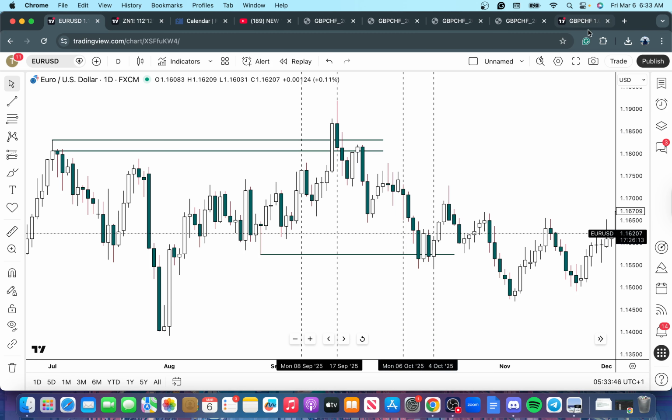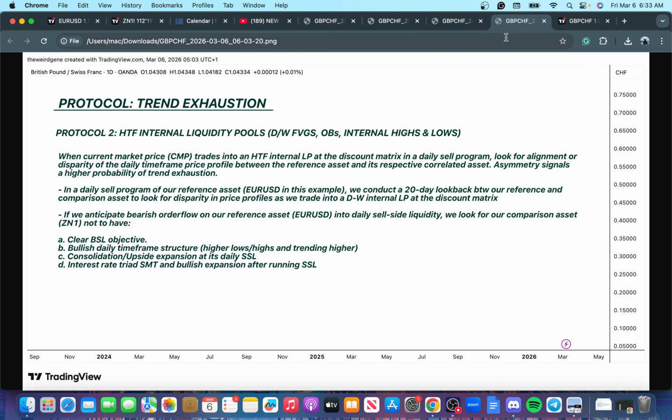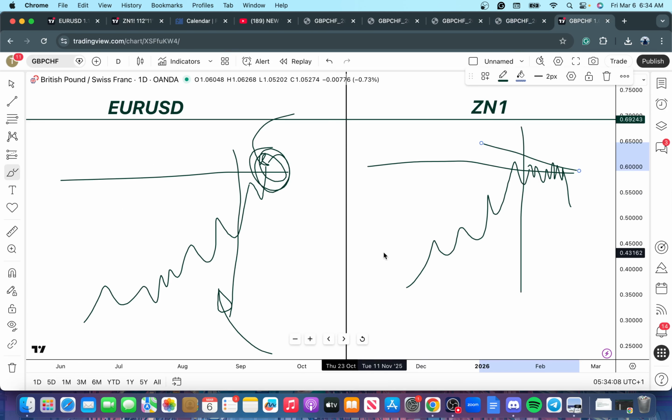All right, so now let's talk about internal range liquidity pools, because we already accounted for external range liquidity pools on the higher time frame profile. Now, for internal range liquidity pool, what I decided to do here is use a bearish example. And when we talk about internal liquidity pools, it is quite different to external liquidity pools. So let me just explain real quick.